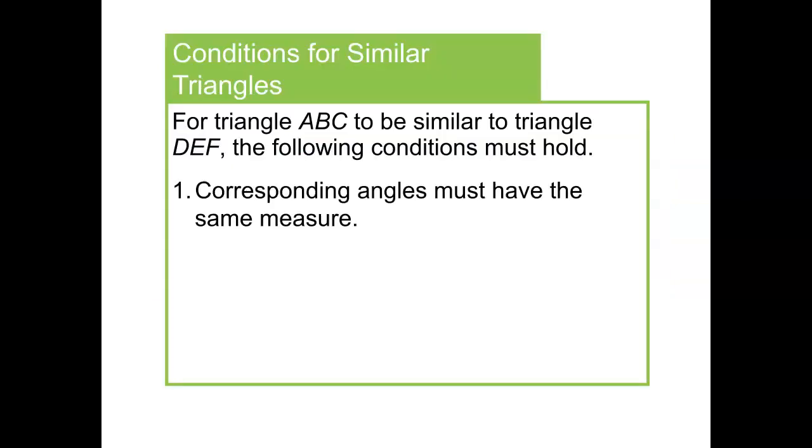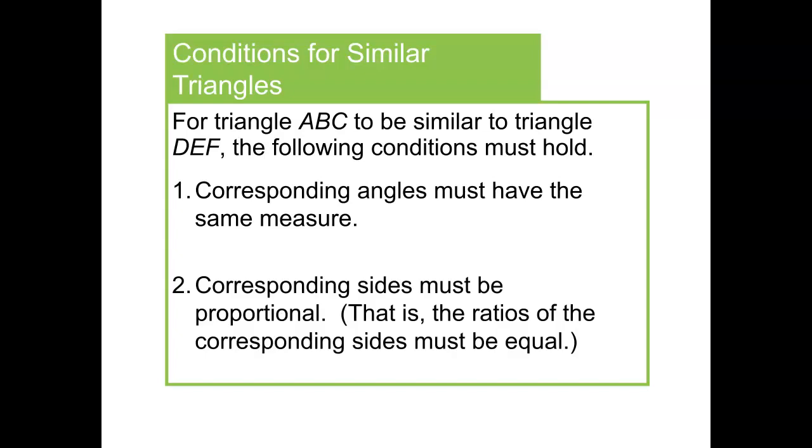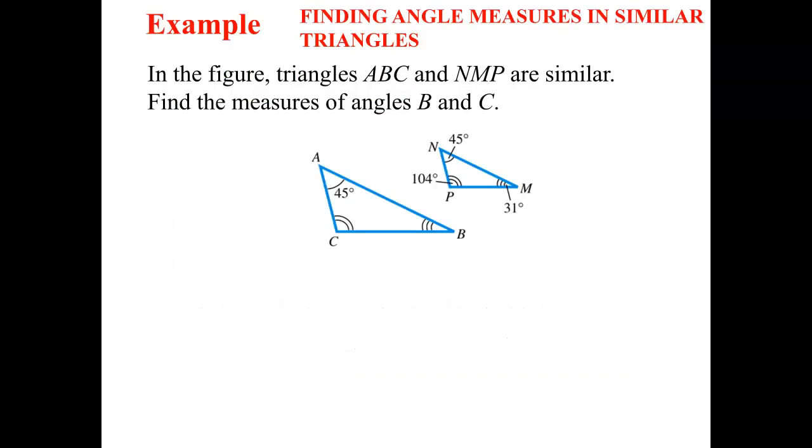Now, conditions for a similar triangle. The corresponding angles, the angles that match up, have to be the same measure. The sides will be different, but as long as the angle measures are the same, then the triangles are going to be similar, meaning that there's going to be a proportional relationship between all the sides. So we're going to be using proportions to solve with similar triangles.